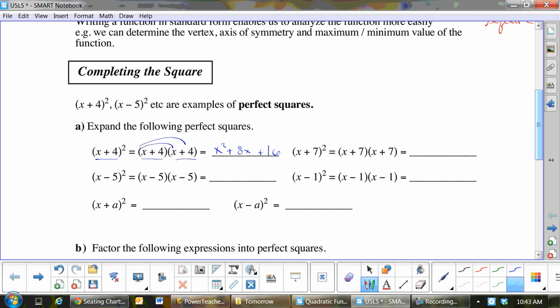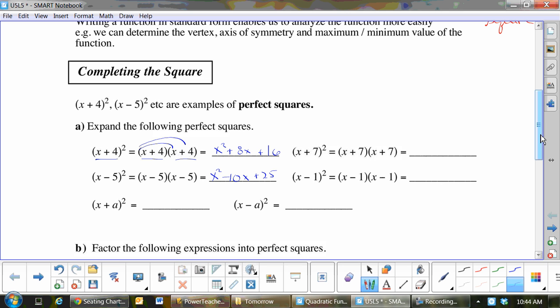Okay? Now let's do x minus 5 squared. That would be x squared minus 5x minus 5x is minus 10x, minus 5 times minus 5 is plus 25. Now, here's where you're going to have to dig deep. What is similar about both of those answers? Do you see any similarities between the top one and the bottom one?